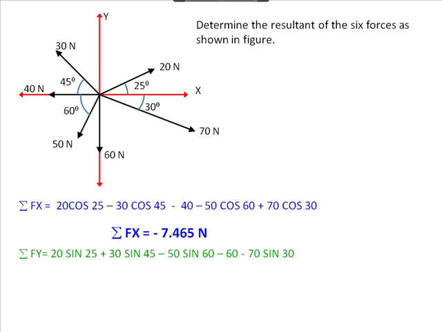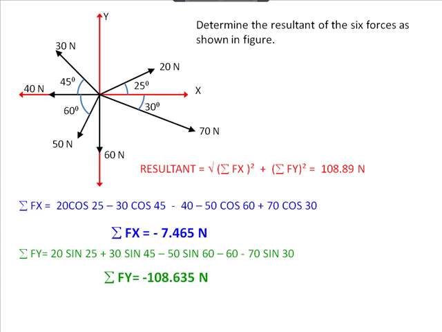I sum up y components. 20 sin 25, 30 sin 45, minus 50 sin 60, minus 60, and minus 70 sin 30. Then what I have, this sigma fx and sigma fy, is actually x and y component of the resultant or the equivalent force, and therefore to find this magnitude, all you have to do is square them, add them, and take under root. We get 108.89.